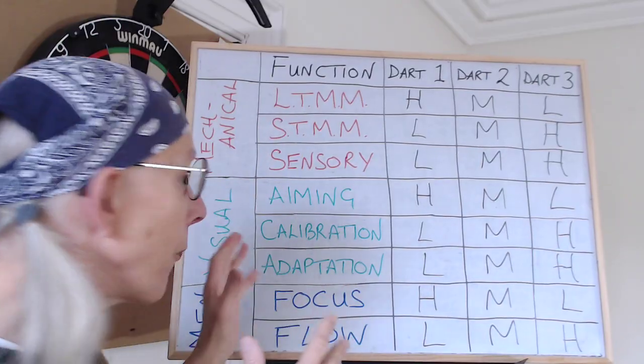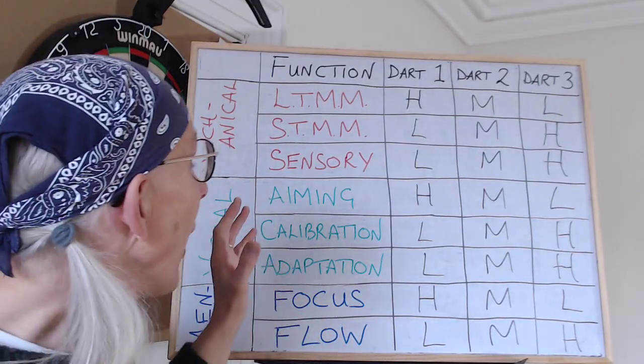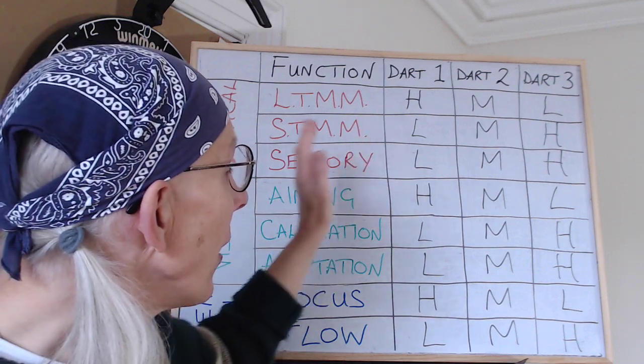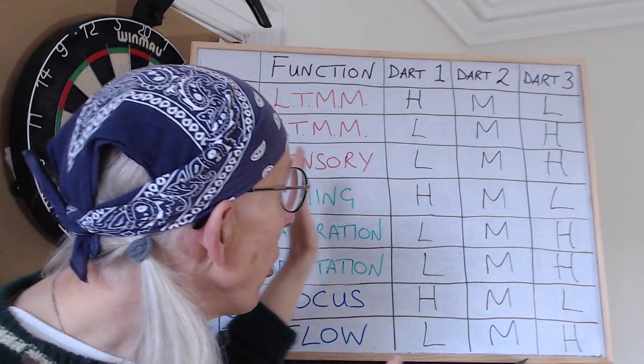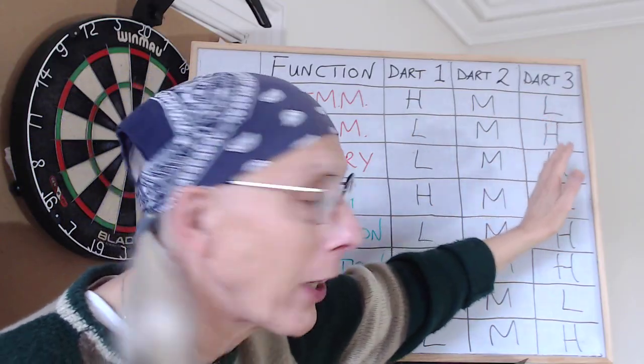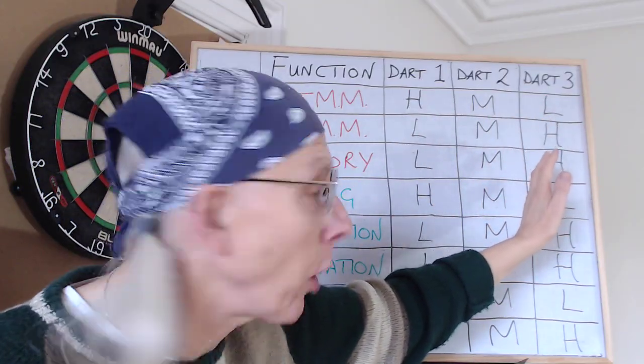So I hope that's a helpful way just to summarize our brain model of the three darts and how you essentially go on this journey from first dart to transition dart to final dart where you're fully in flow.